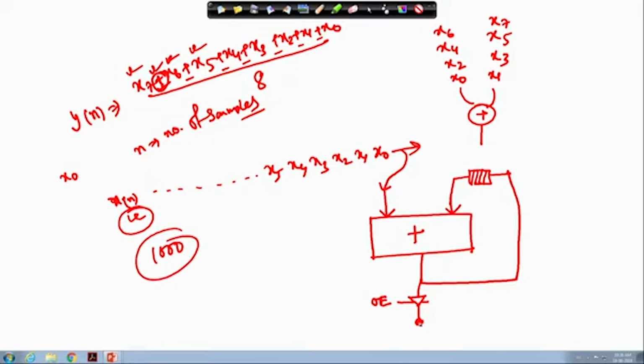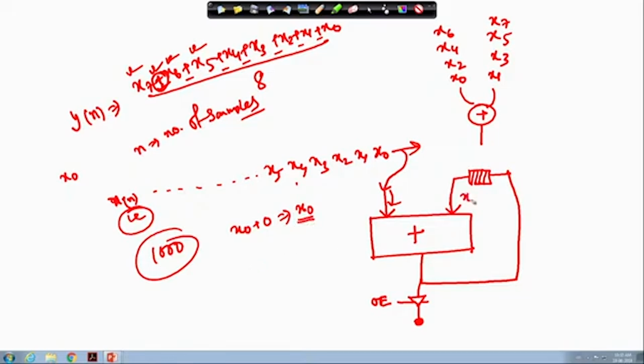Okay. Now how does this particular circuit work? Initially x0 is coming. As the register is cleared initially, x0 will be added with 0 at the very beginning. So I get s at this particular point, which is x0.